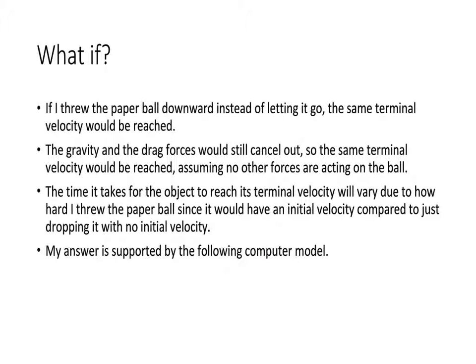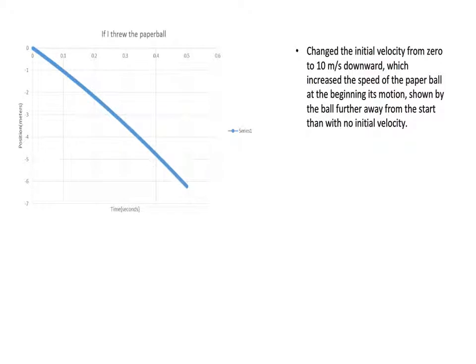My answer is supported by the following computational model's graph. I changed the initial velocity in the y direction from 0 to 10 meters per second downward, which increased the speed of the paper ball at the beginning of its motion, shown by the ball being further away from the start than with a 0 initial velocity.